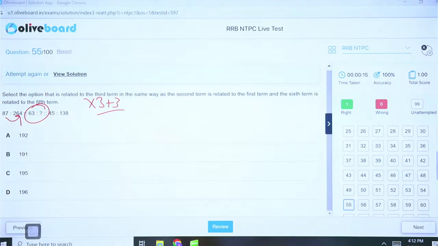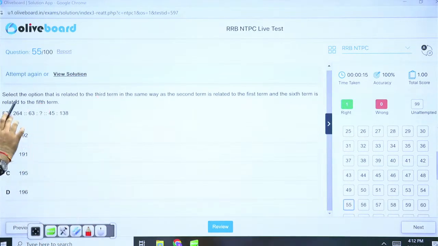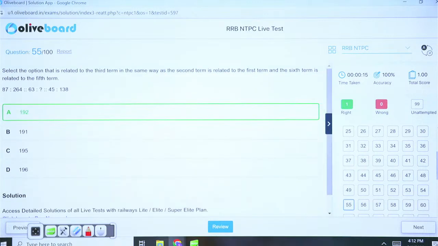63 into 3 plus 3, so 189 plus 3, 192. Just check for the unit digit and get your answer. Don't waste your time at all.